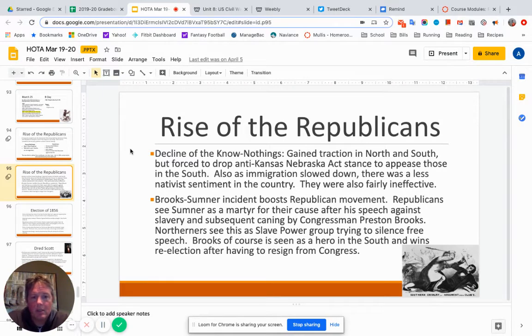One of the big things that, in a very unfortunate way, boosts sentiment toward the Republican Party is the assault in the U.S. Senate, the famous Brooks-Sumner incident. Charles Sumner made this great speech blasting against slavery and the slave power conspiracy. Congressman Preston Brooks from South Carolina apparently had enough, and went to Sumner's office in the Senate and met with him. The fight spills out, and basically Brooks starts beating him with a cane.